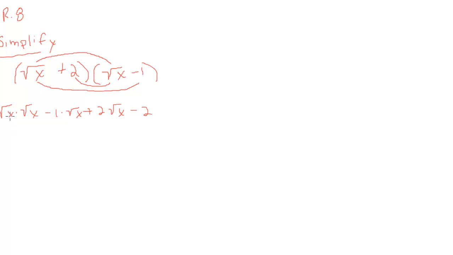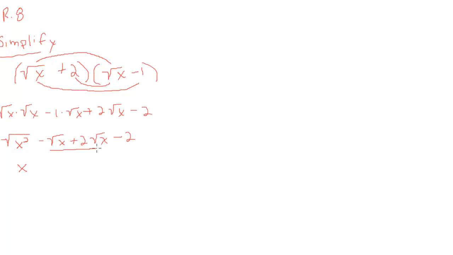Okay, so square root of x times square root of x is, remember, this is just the square root of x times x, or x squared. So then this is minus square root x plus 2 square root x minus 2. The square root of x times x, or the square root of x squared, is just x.